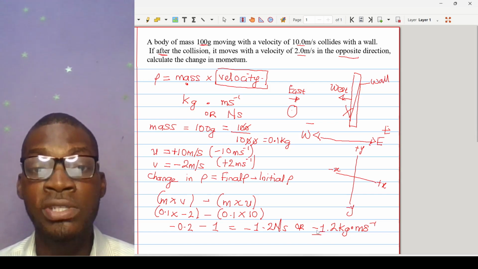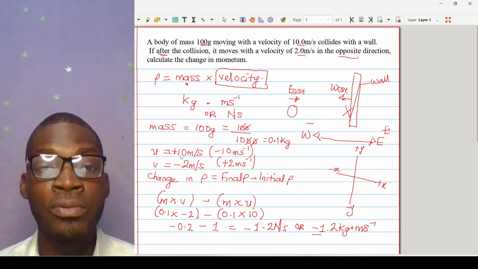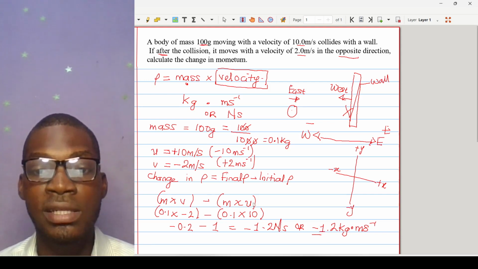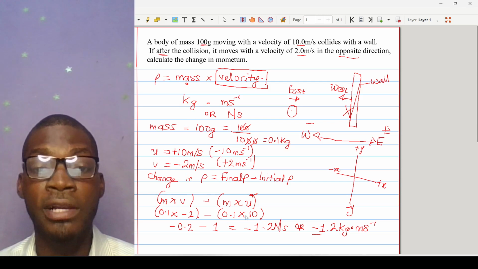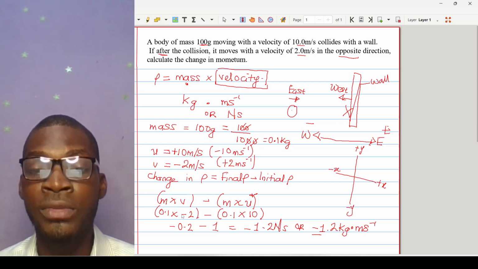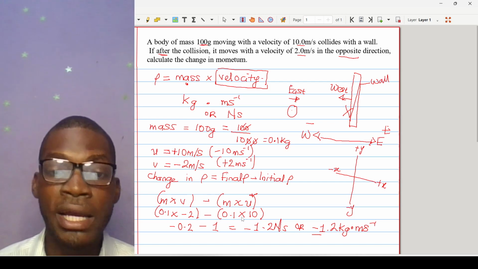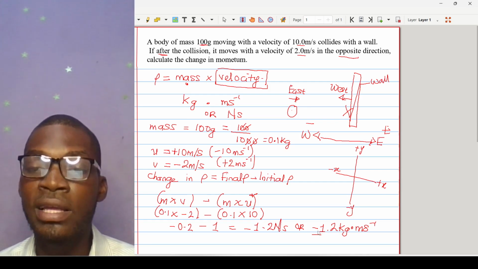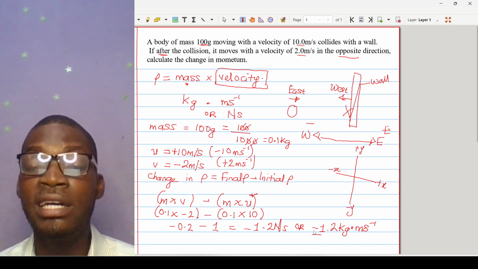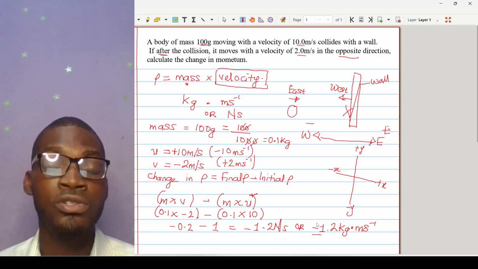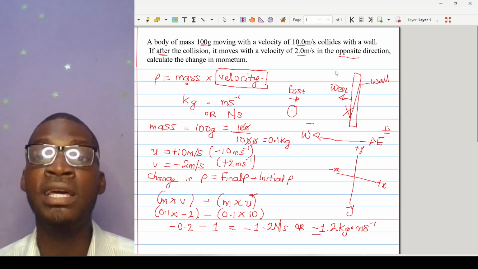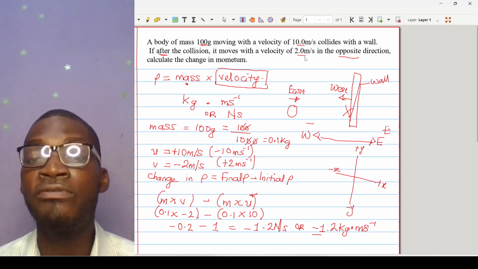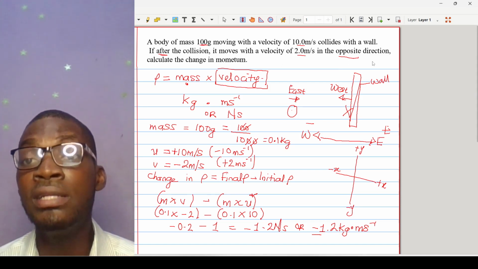The initial momentum, 0.1 times 10, is a positive value. It's only the final that is negative here. So if the answer we are getting here was positive also, it means there was no change in direction. An example of that would be if the question said it moves with a velocity of 2 meters per second in the same direction.